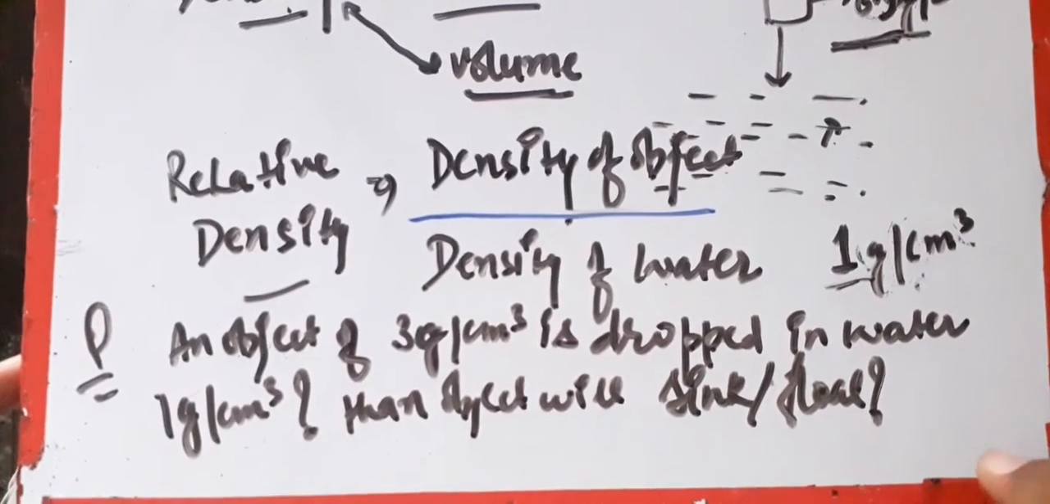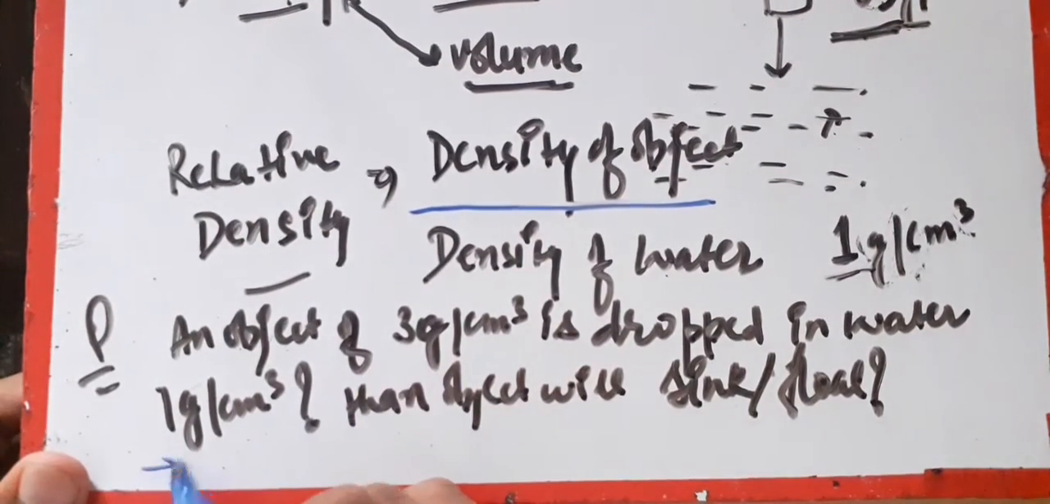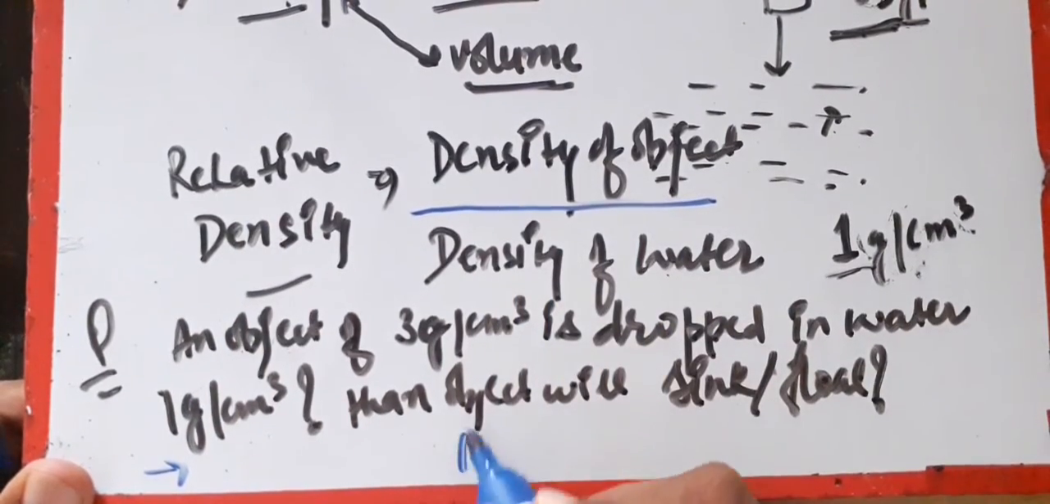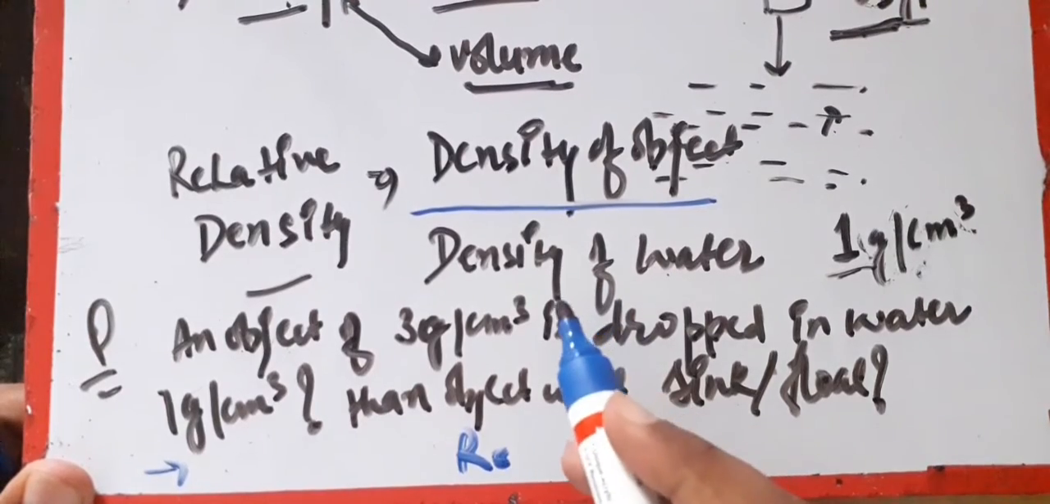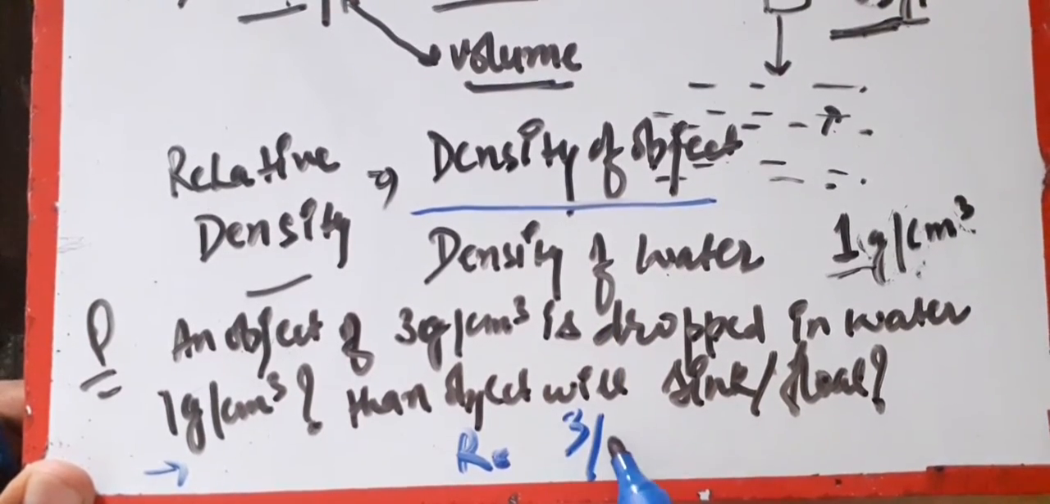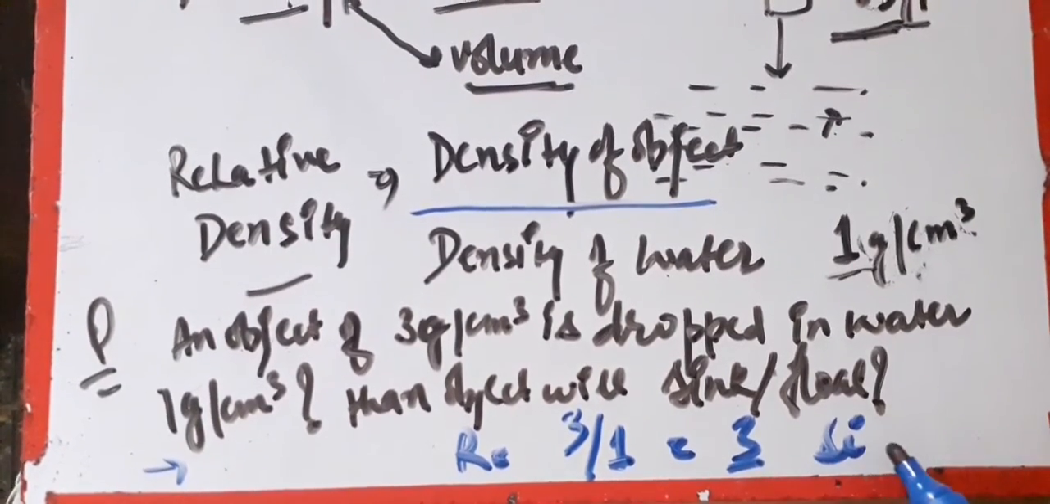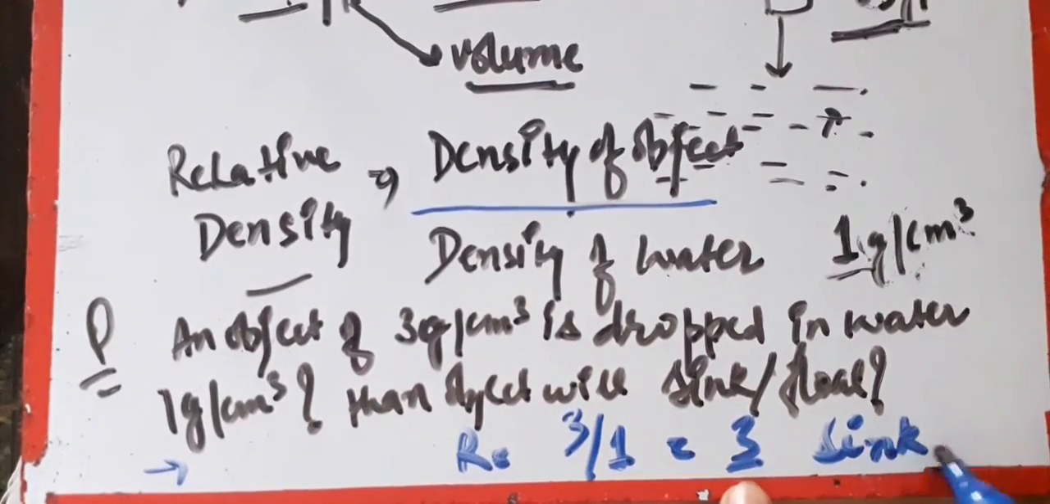So for this you can calculate relative density. You can see the formula: relative density, density of the object by density of water. So relative density, if you have to calculate, density of object is 3 and density of water is 1. So it is 3, right? As the object density is more, so it will sink.